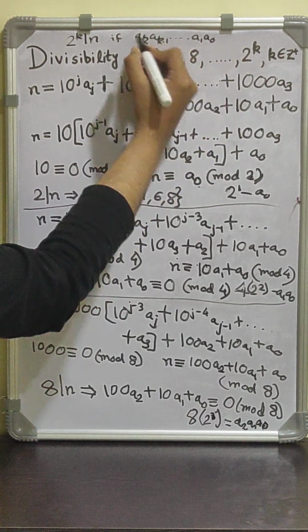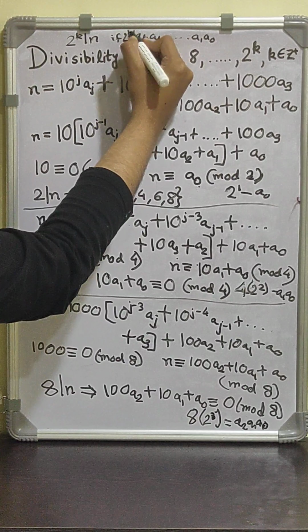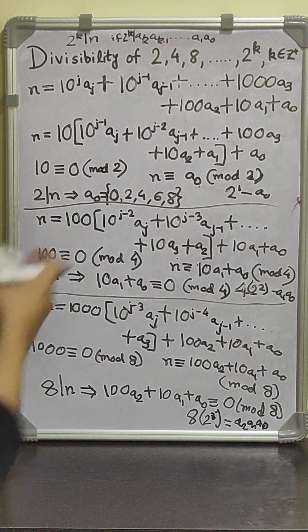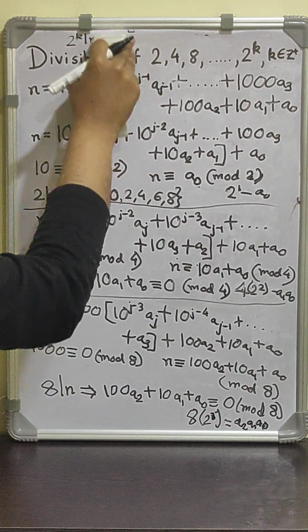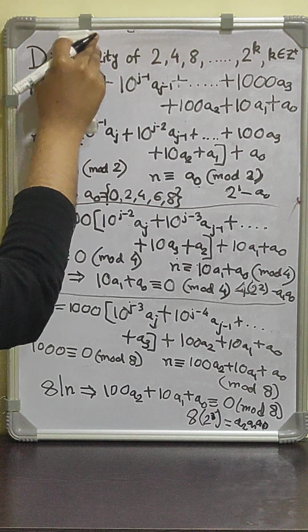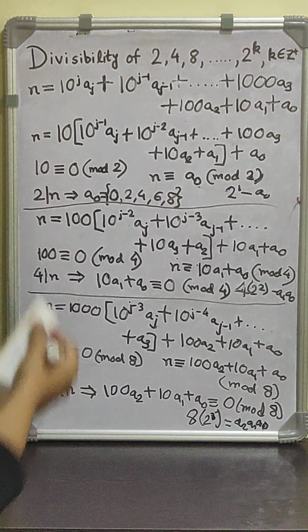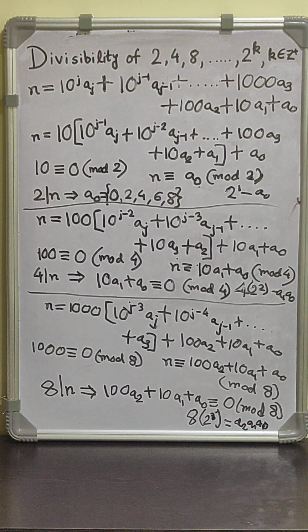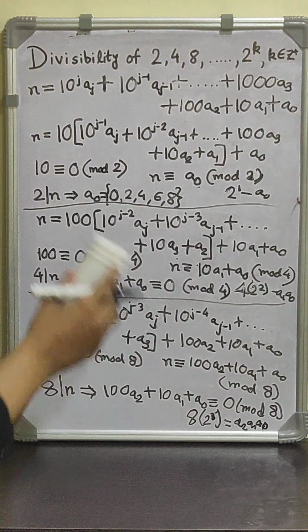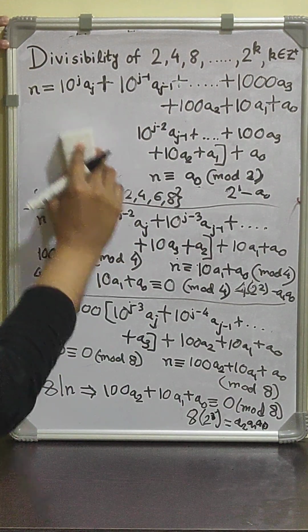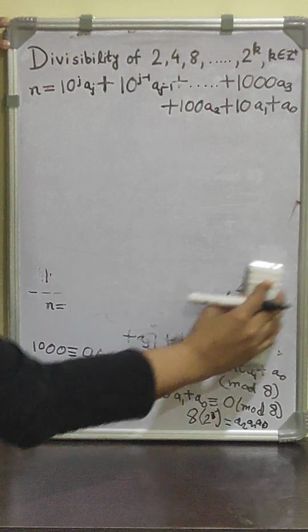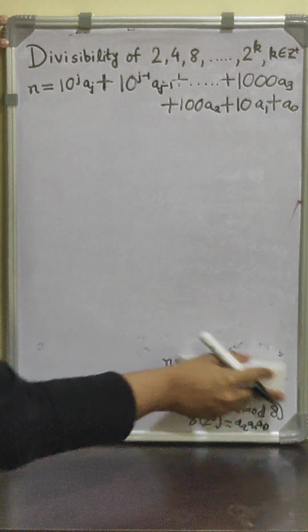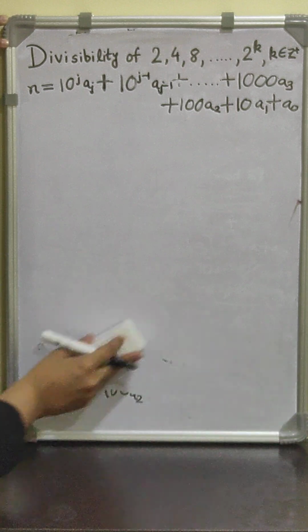If 2 raised to the power k divides this, it's kind of where we got from here. We can end it right here, but I would really like to look at some examples of some big numbers to understand how all of this is useful. So I'll need some space to write down big numbers.